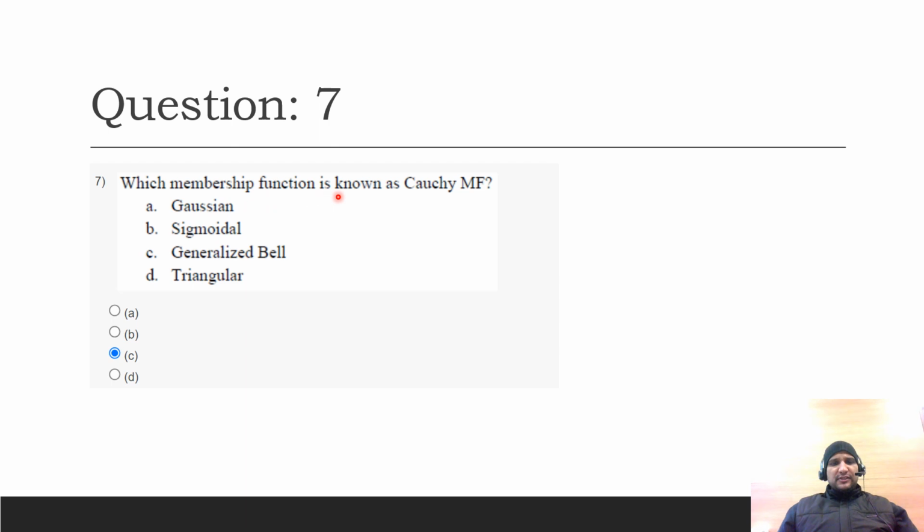Which membership function is known as the Cauchy membership function? Gaussian, sigmoidal, generalized bell, triangular. If we see the shape, Gaussian and generalized bell both have a similar shape but different membership functions. So out of this we can say that the Cauchy membership function is also known as generalized bell. So option C is the correct one.